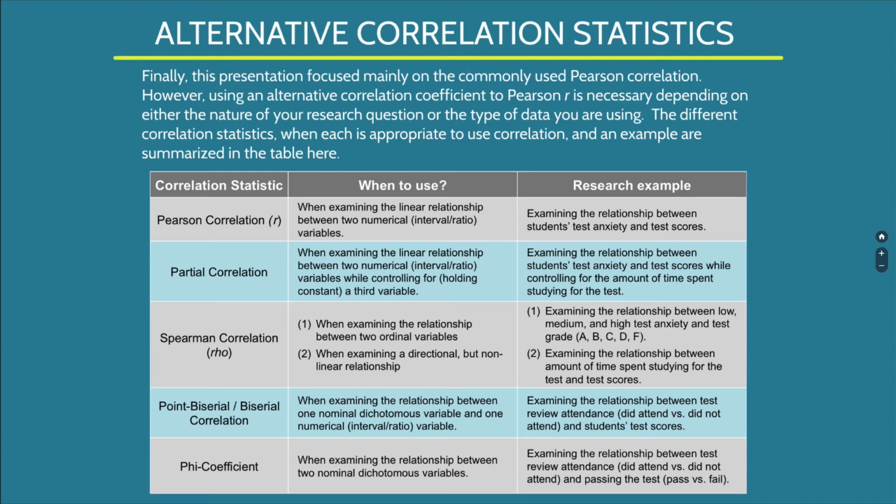Finally, the phi coefficient would be used when examining the relationship between two nominal dichotomous variables, in other words, two categorical variables. This might be used in our example here if we're examining the relationship between test review attendance, whether they attended the review or not, and whether or not they passed the exam, so either passing or failing the test.